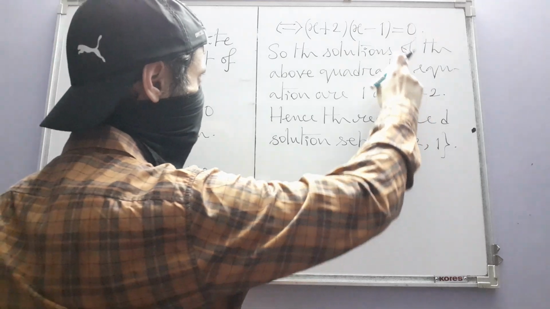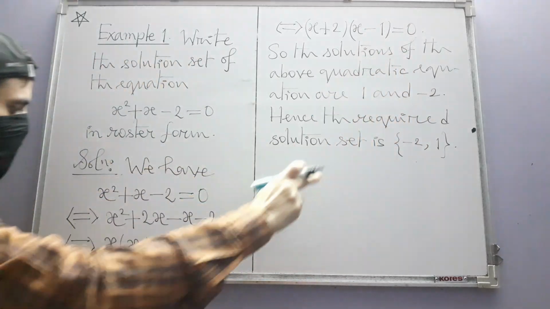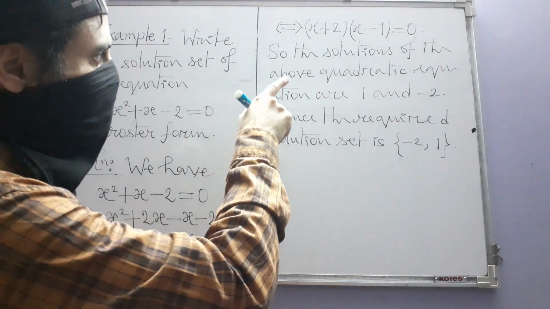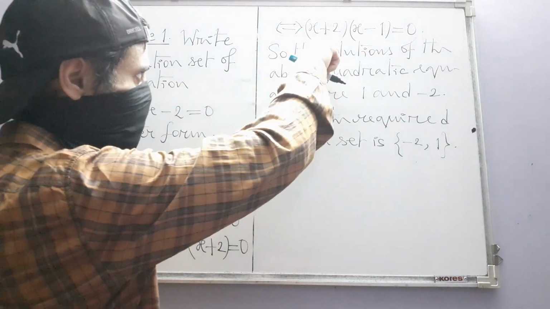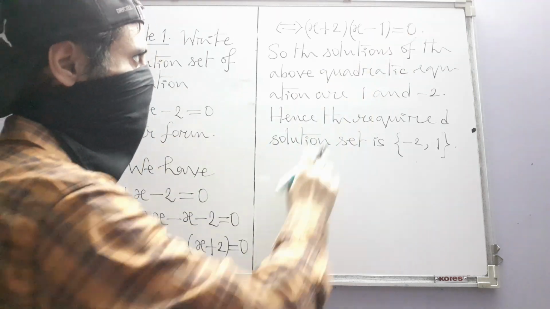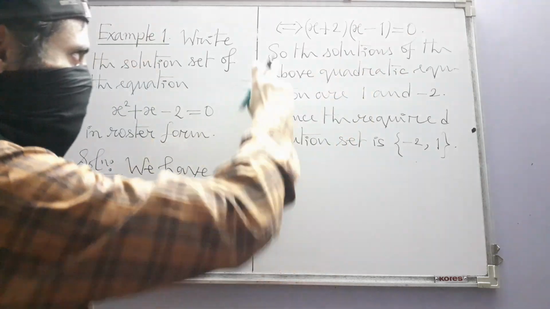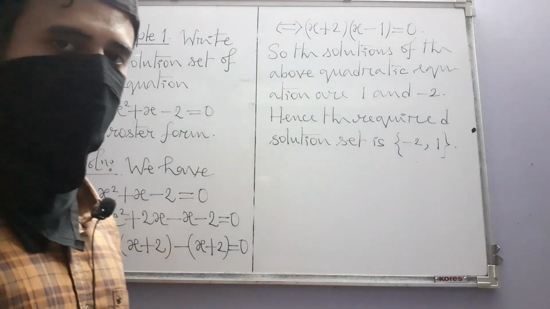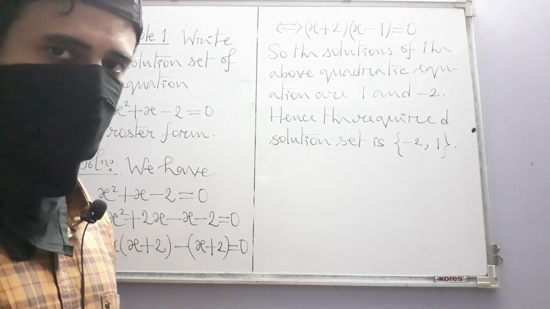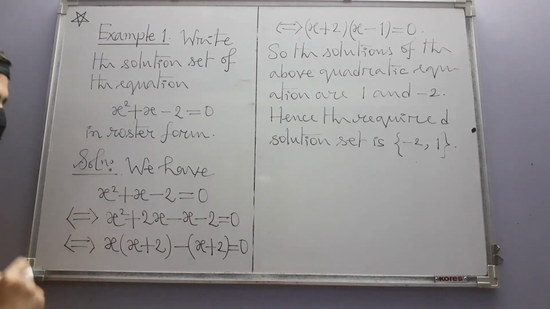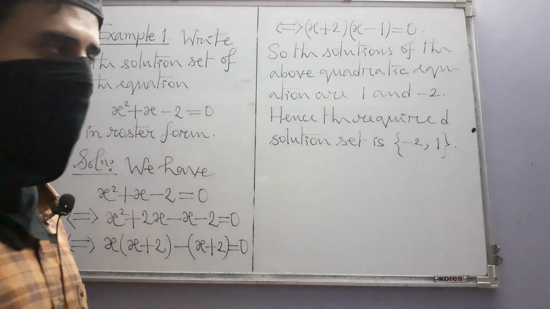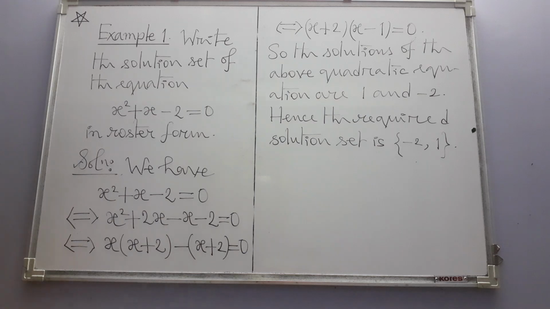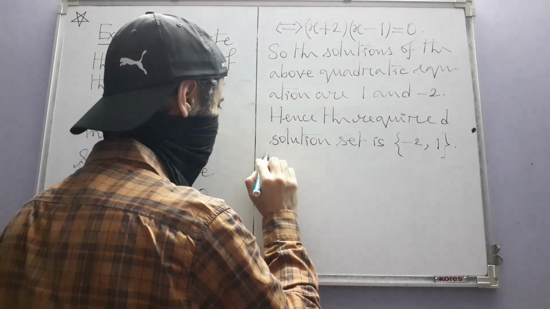Because if someone starts from here, then one should be able to go back to this. In other words, if x is either 1 or minus 2, then of course this product is 0, because then either this is 0 or this is 0. But then if I can go back to this, that means yes, those two values actually satisfy the equation. So I prefer to use double implication in any such situation as much as I can. But anyway, that is the solution. So let's now see the next example.